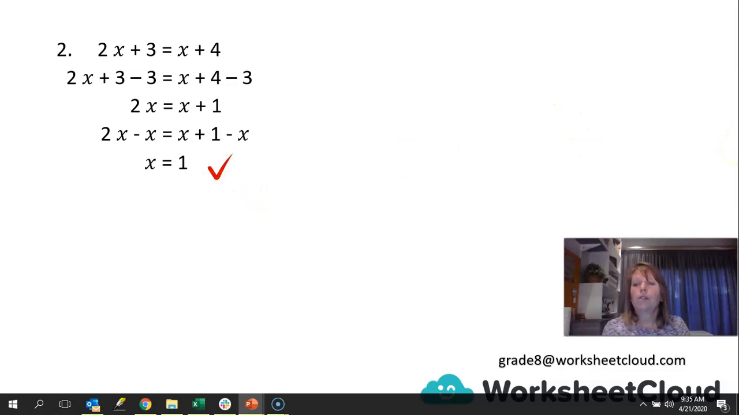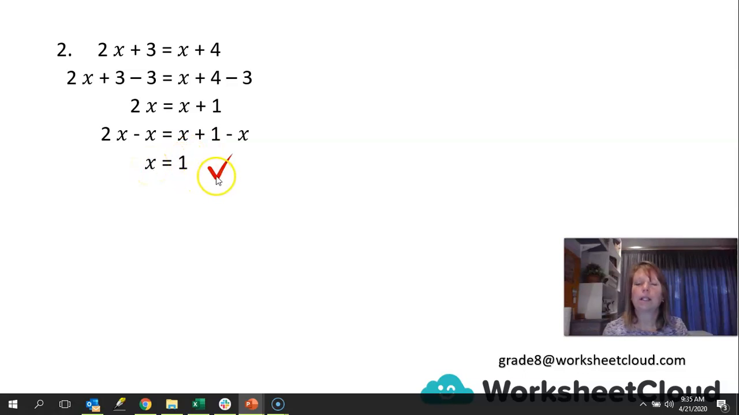The next one, 2x plus 3 is equal to x plus 4. 2x plus 3 minus 3, x plus 4 minus 3. Can you see we've kept the scale balanced completely? We've got 2x on its own and x plus 1 on the other side. That means we need to take that x away and put it on this side. So what if we minus it here? We've got to minus it there. So we've got 1 left on this side and x left on that side.